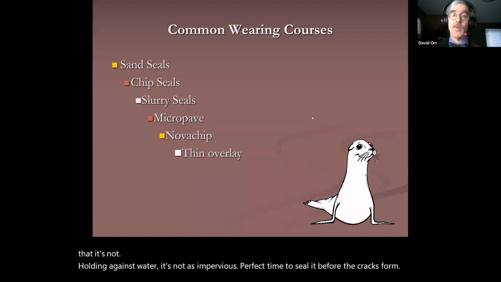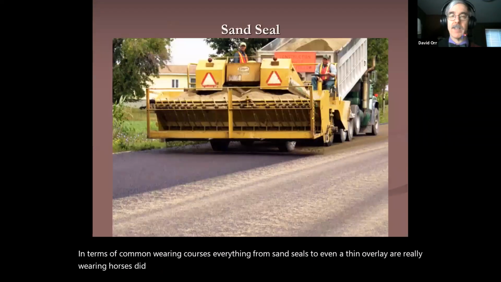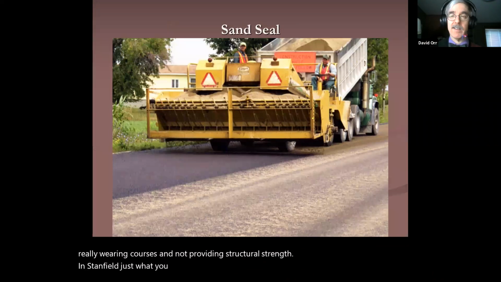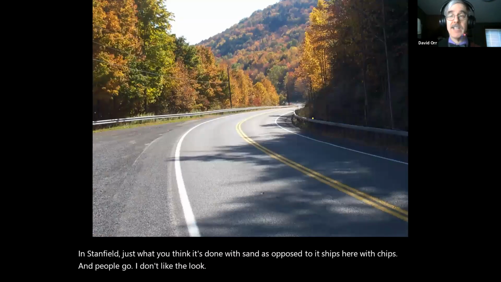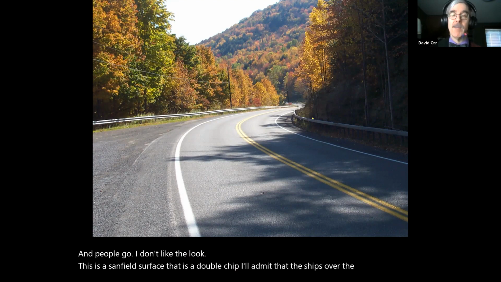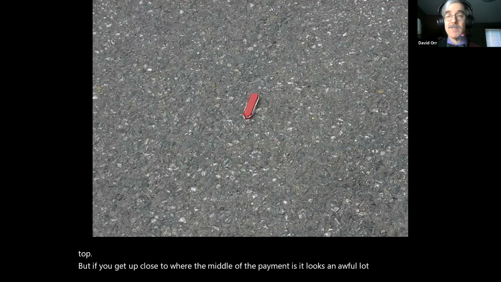In terms of common wearing courses, everything from sand seals to even a thin overlay are really wearing courses. They're not providing structural strength. And a sand seal is just what you think. It's done with sand as opposed to a chip seal with chips. And people go, oh, I don't like the look. This is a sand sealed surface. Now it is a double chip, I'll admit that. It's a chip seal with a sand seal on top. But if you get up close to where the middle of the pavement is, it looks an awful lot like a hot mix.